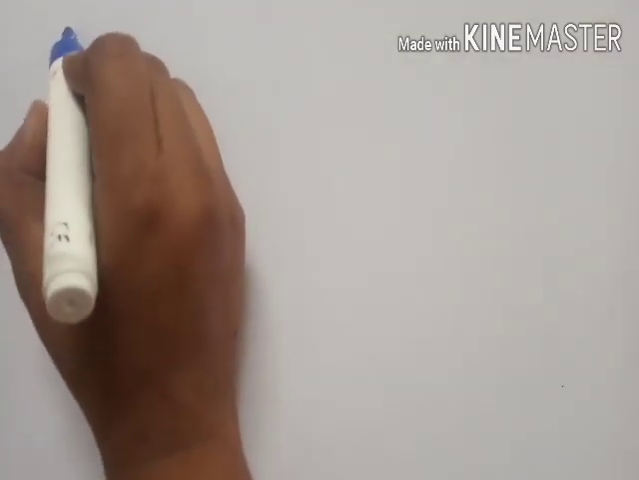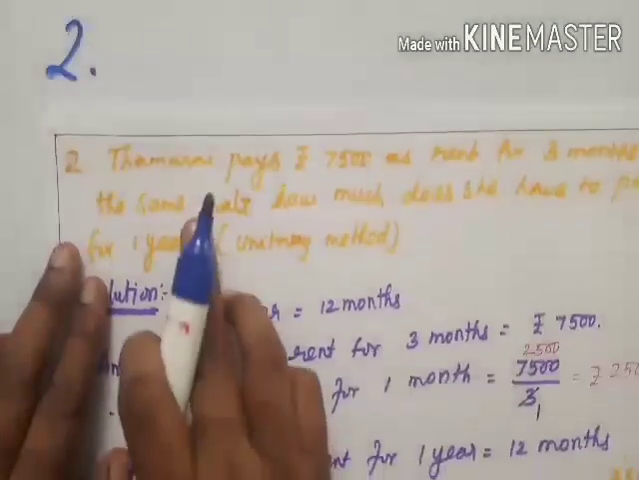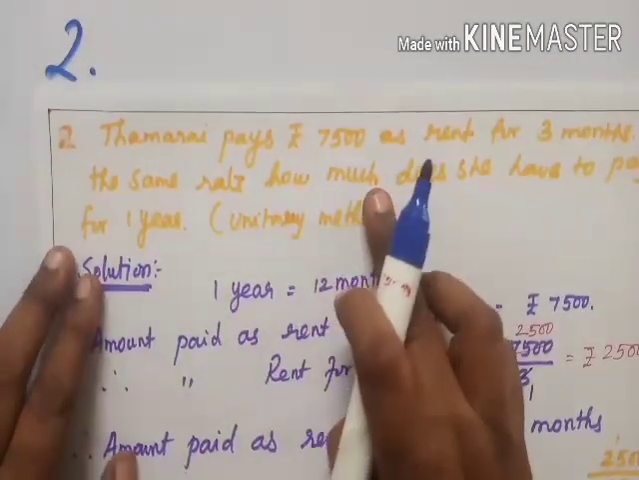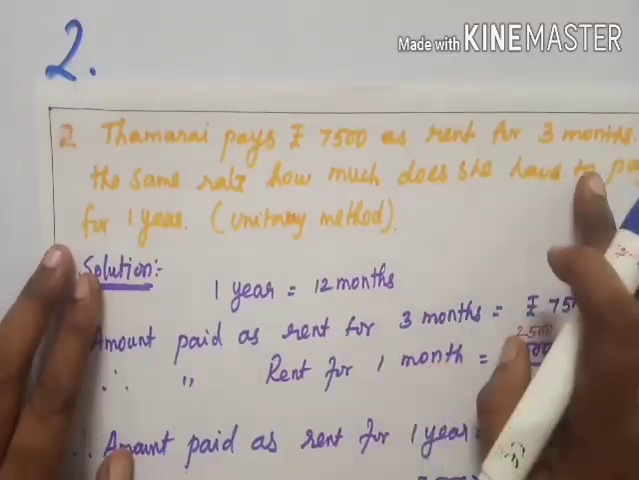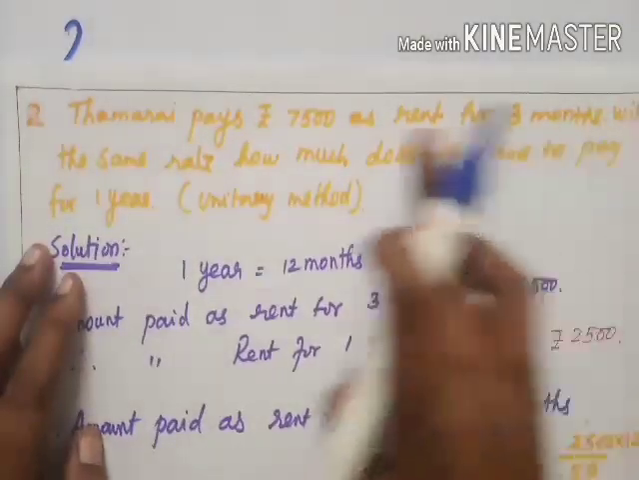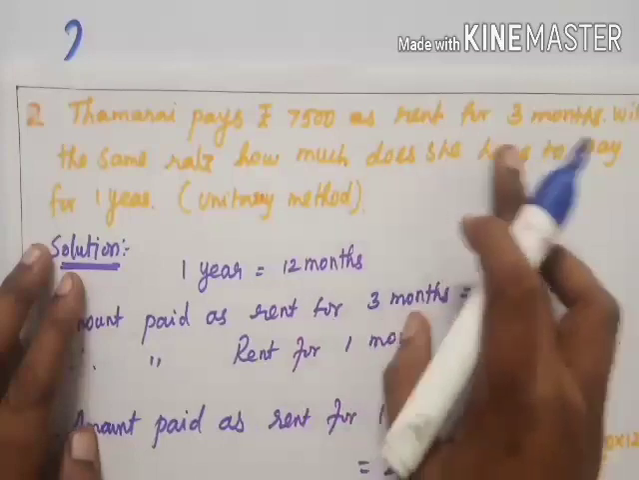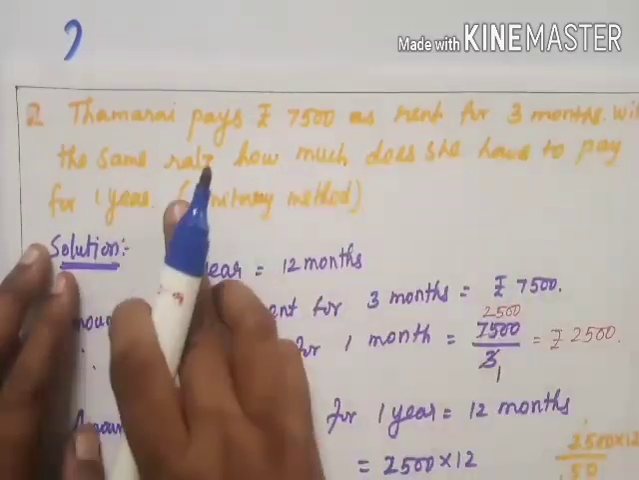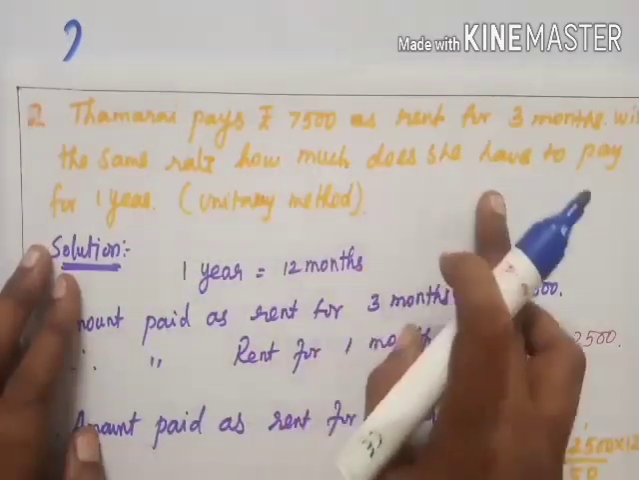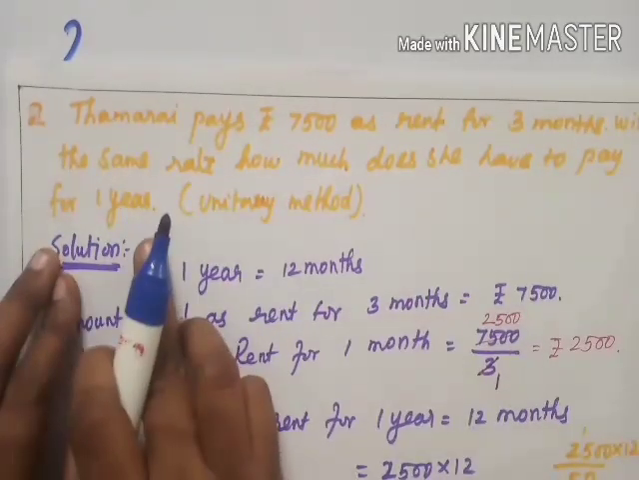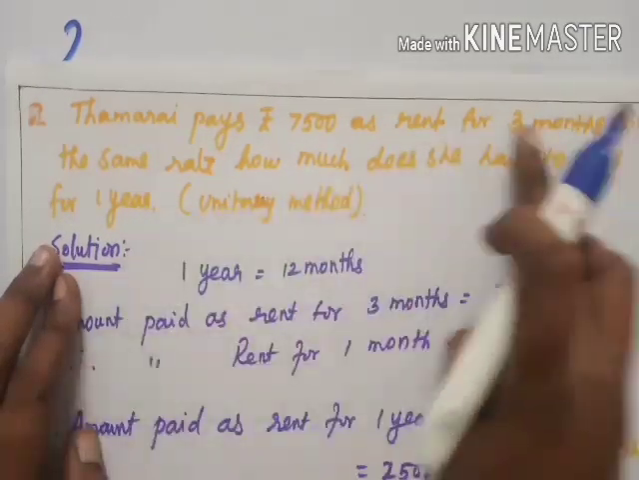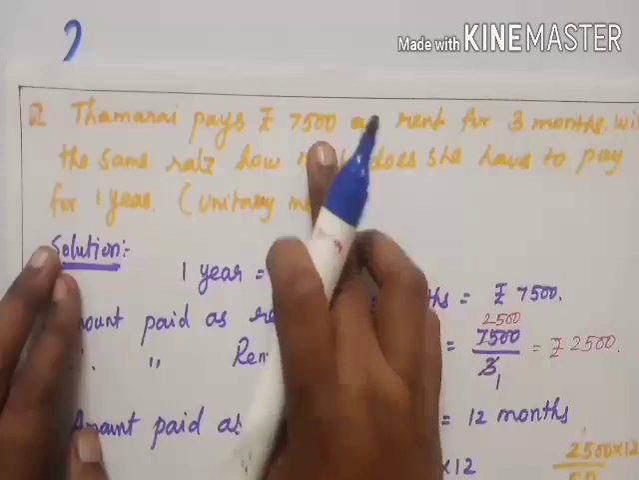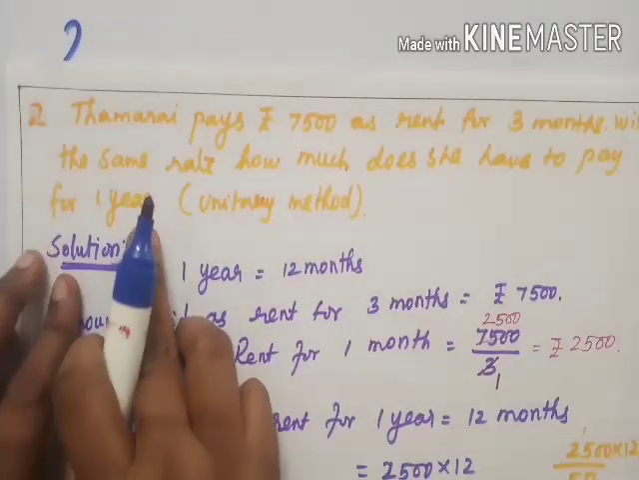That is second question. Second question is, Tamarai pays rupees 7,500 as rent for 3 months. With the same rate, how much does she have to pay for 1 year? So, for 3 months, rent is 7,500. We have to find rent for 1 year.